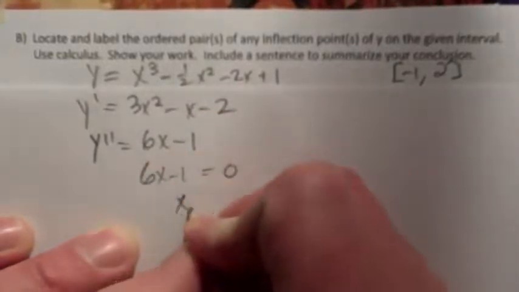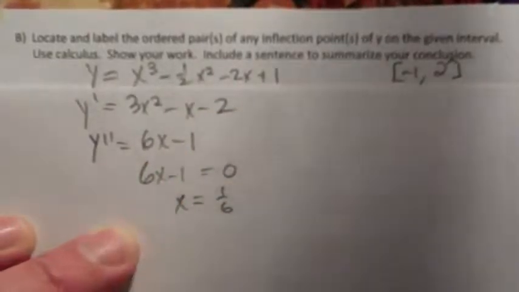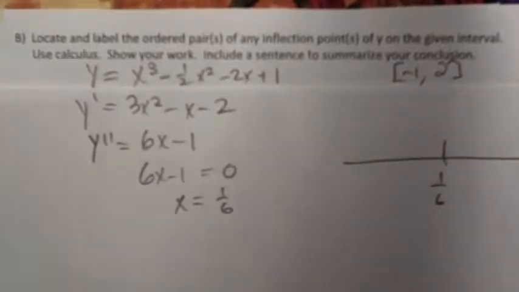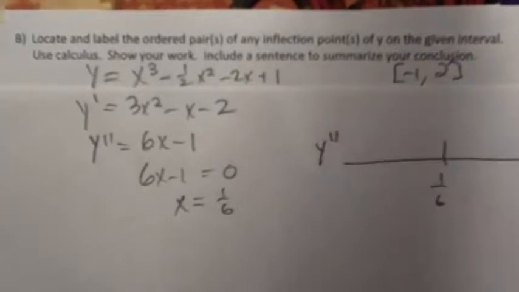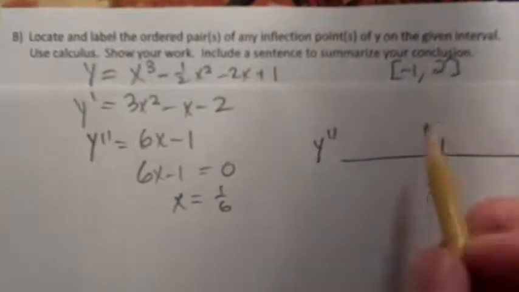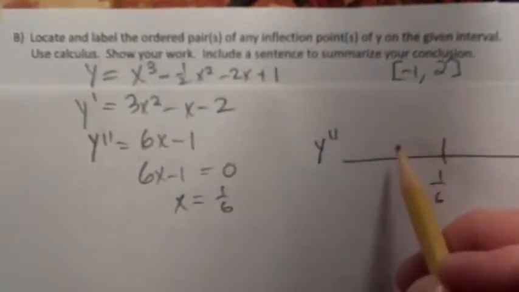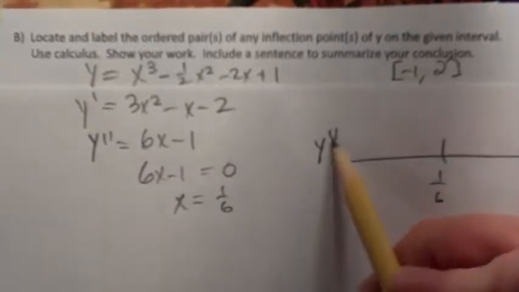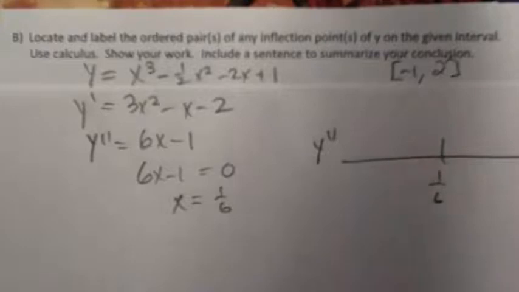The way we tell what the concavity is, we can tell the second derivative will equal 0 when x is 1/6. So over here I'm going to mark 1/6 on a number line. I'm going to use the second derivative to see what the concavity of y is to the left of that and what it is to the right of that. Because the sign of y double prime will also tell me about the concavity of y.